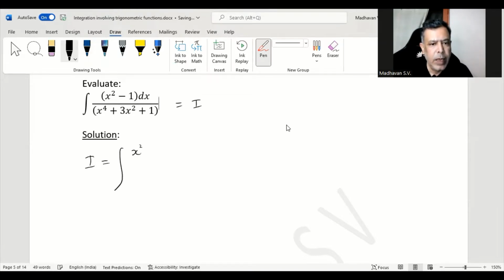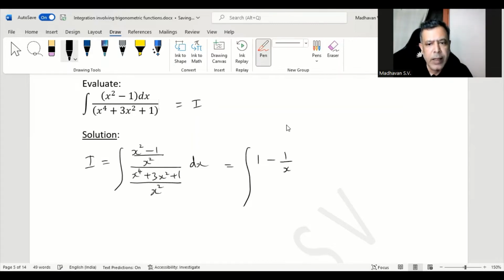So it will become now x square minus 1 by x square in the numerator. Denominator is x power 4 plus 3x square plus 1 divided by x square, and then you have that dx. Now when we do that, numerator becomes 1, that is x square by x square is 1, minus 1 by x square. Whole thing divided by denominator. We have x power 4 by x square, which becomes x square, plus 3x square by x square is nothing but 3, and then plus 1 by x square.